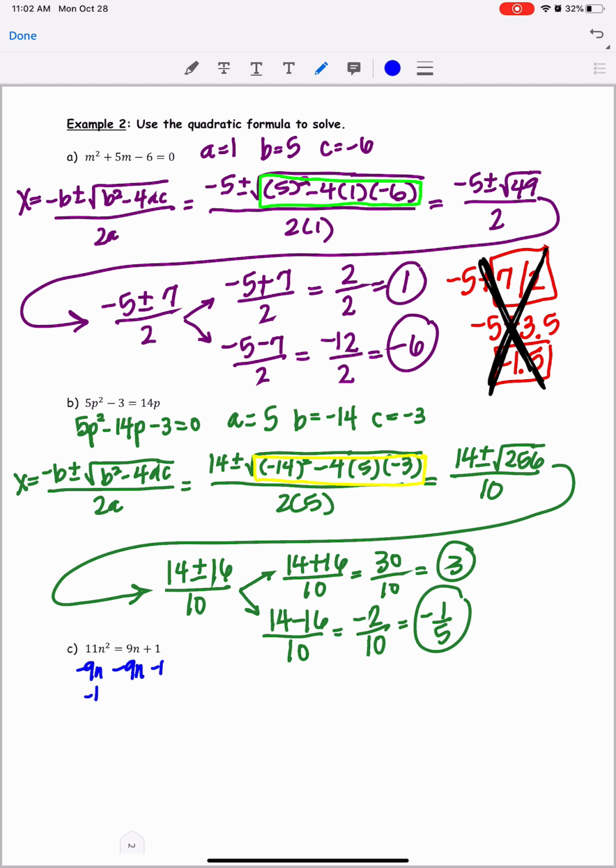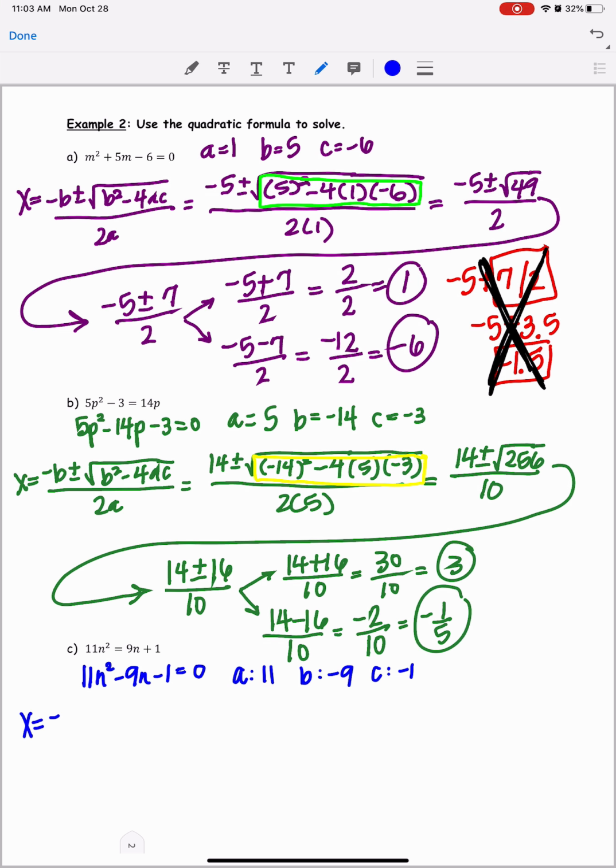And when I subtract them from this side, nothing is like terms, so I can't combine anything. So we're just going to put them side by side by side. So we're going to have 11n squared minus 9n minus 1, and now that equals 0. So my A is 11, my B is negative 9, and my C is negative 1. So use your quadratic formula.